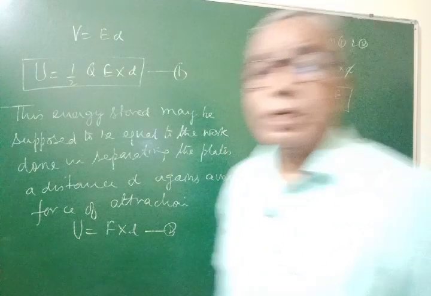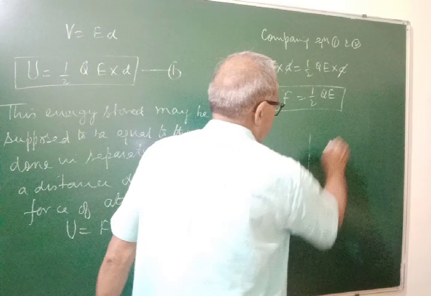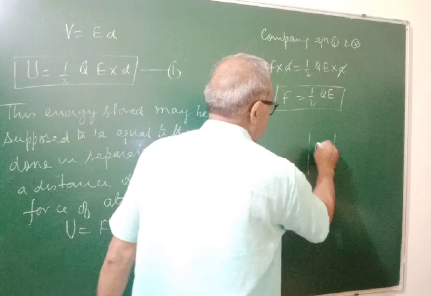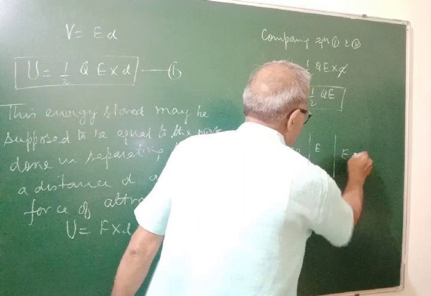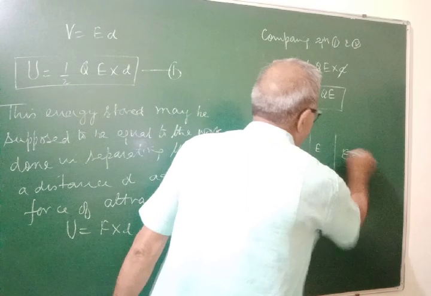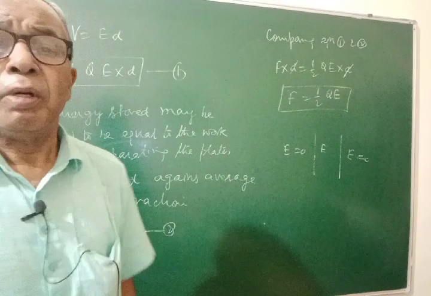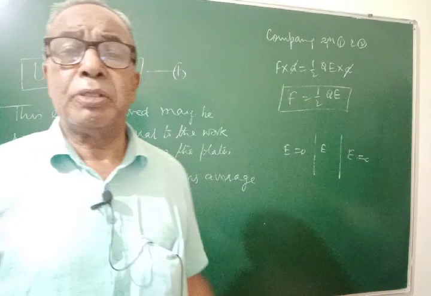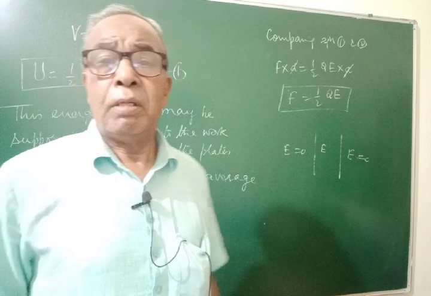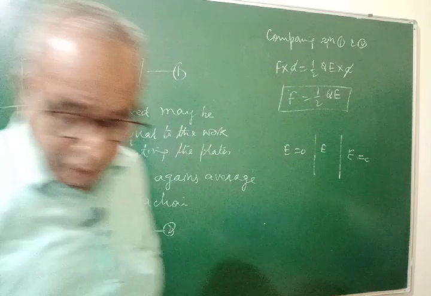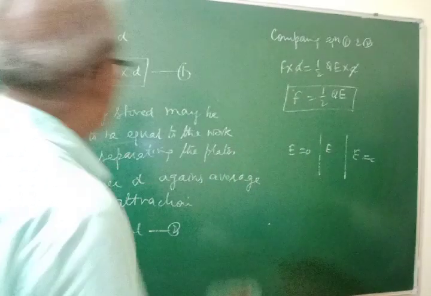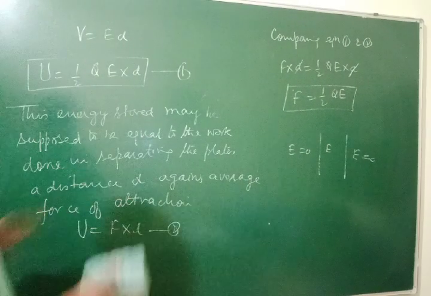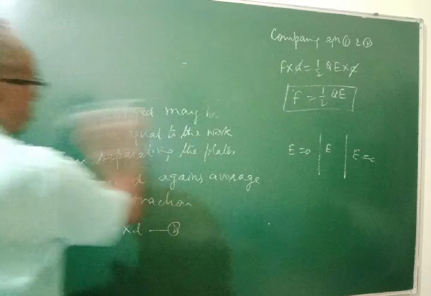Now why the half factor there, when the charge is Q and the field is E? This half factor can be understood because the field E is there between the plates, while just outside the plate the field is 0. So we take the average electric field, 0 plus E by 2, while calculating the work done. So this was one very important question. Please do it.